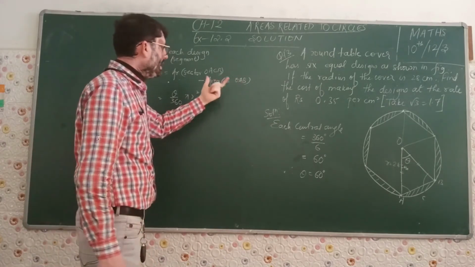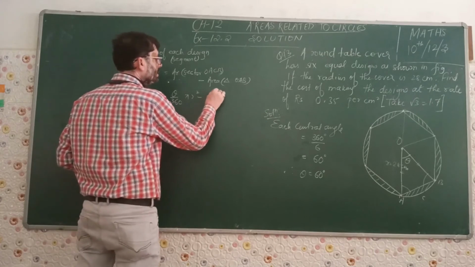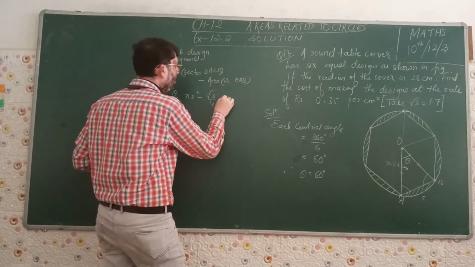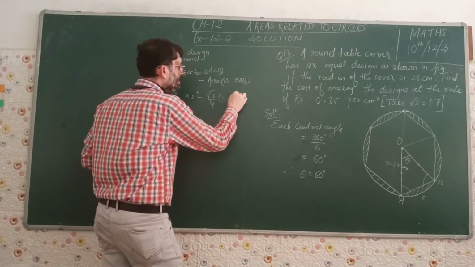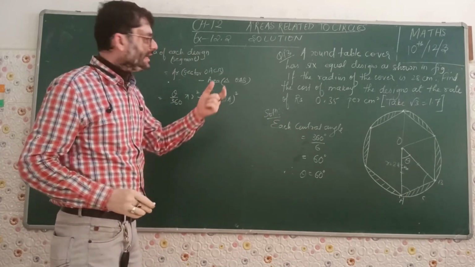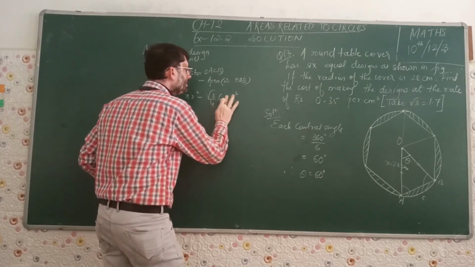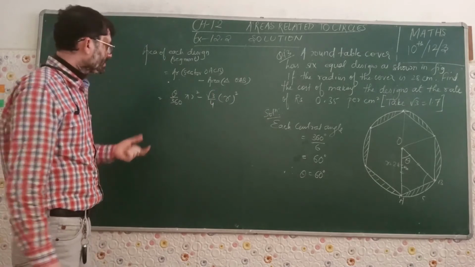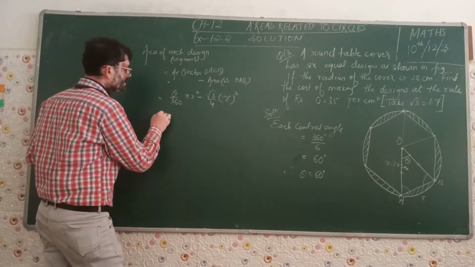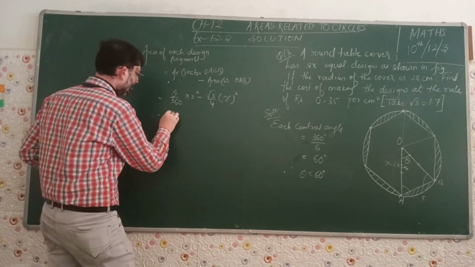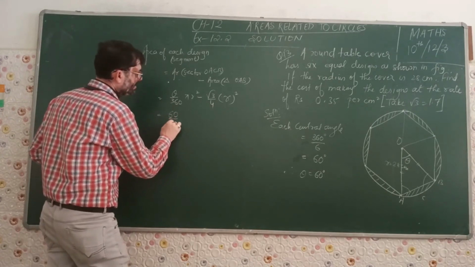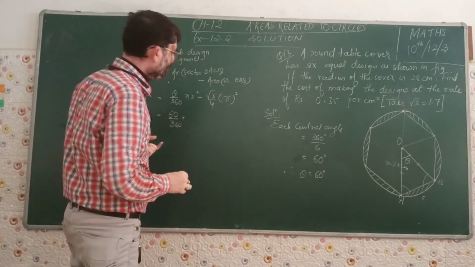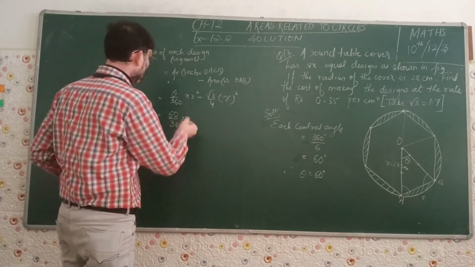Equilateral triangle. The area of an equilateral triangle is given by the formula root 3 by 4 side square. So you can say OA square, that is the side of that equilateral triangle. And in place of OA, you can also write r square, because OA is the radius of the circle. Now substitute the value. Theta is 60 degrees by 360 into pi.